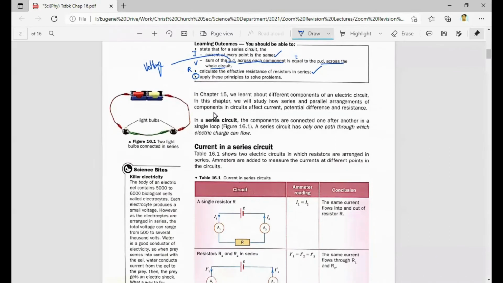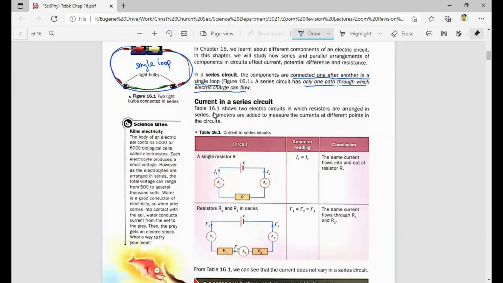So let's start. First thing, what exactly is a series circuit? In a series circuit, the components are connected one after another in a single loop. So the battery is connected to one light bulb, connected to another light bulb, connected back to the battery. This is a single loop. If you have a single loop, this is considered series. In terms of circuitry, what it means is that a series circuit has only one path through which the electric charge can flow.